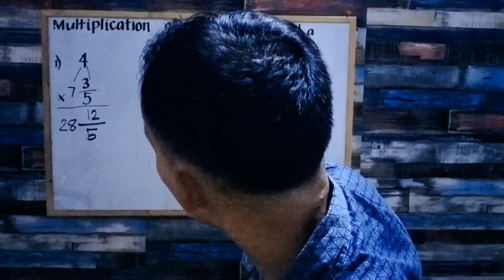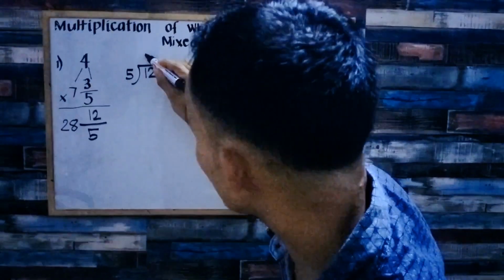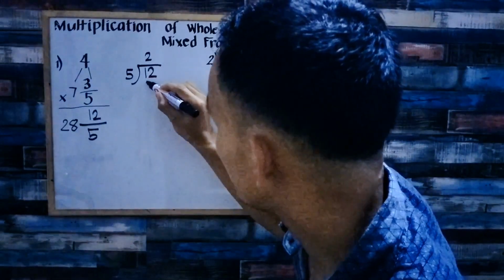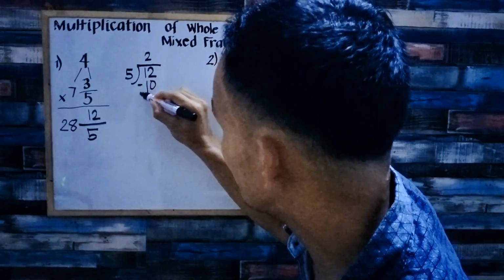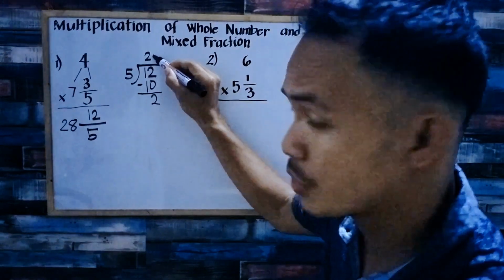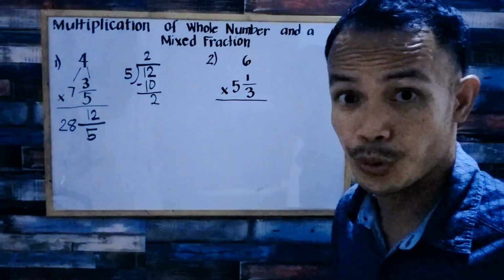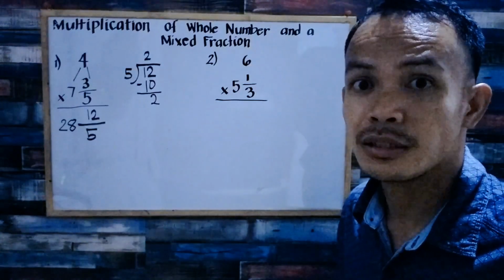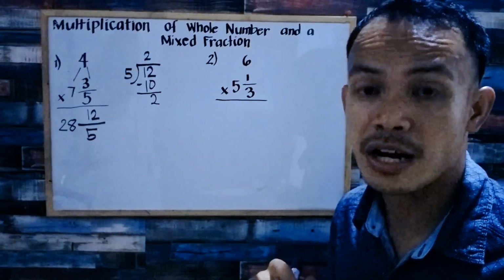And the numerator here is 12 and the denominator is 5. So we're gonna divide 12 by 5 and that is equal to 2, right? Because if you multiply 2 times 5, that is equal to 10 with the remainder of 2. Right? And the quotient here is 2 with the remainder of 2. What will you do with your remainder? You have to make it the numerator of your fraction.